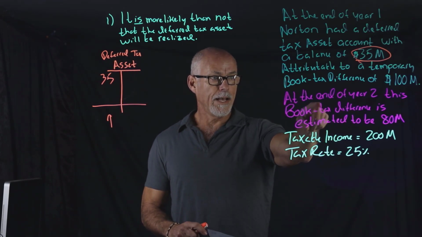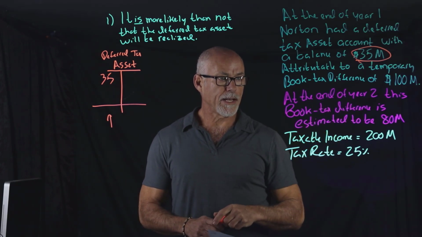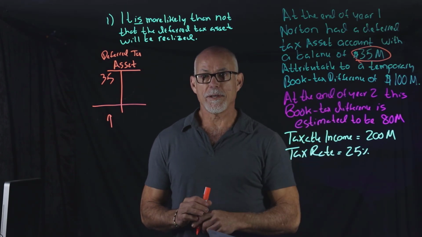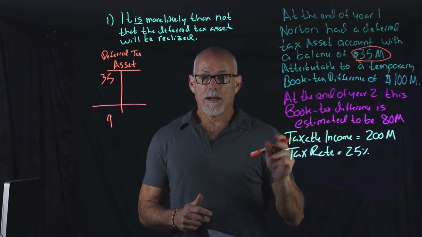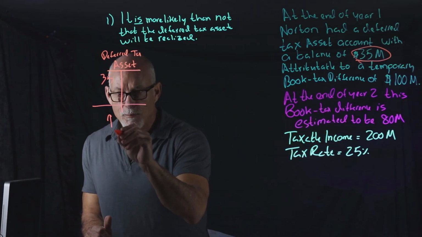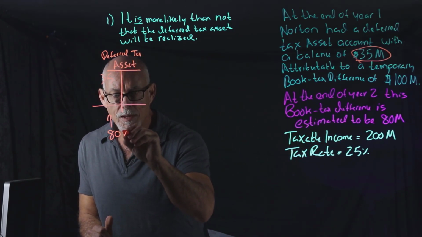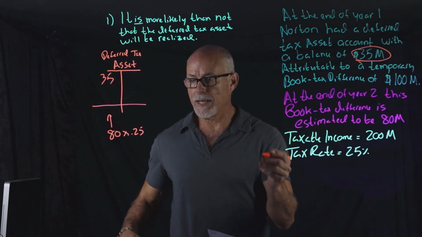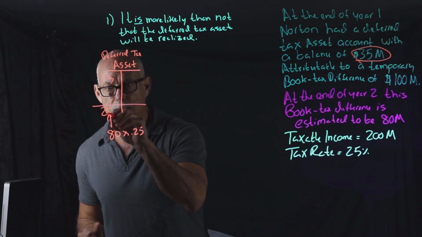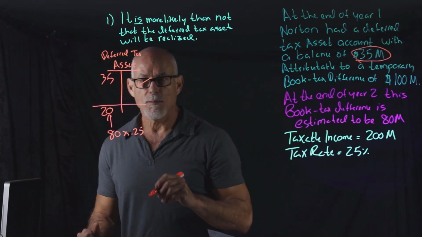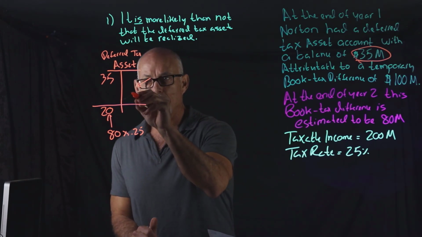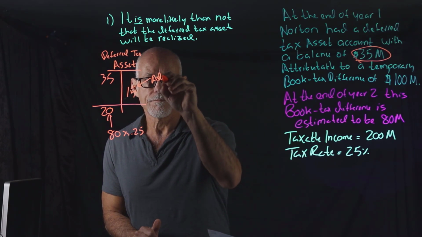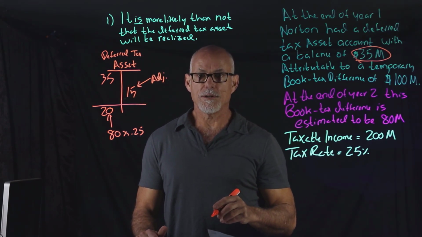And it says that at the end of year 2, this book-to-tax difference is estimated to be $80 million, and it's no longer equal to $100 million. We're going to take that $80 million and we're going to multiply it by 25%, because that's our tax rate in this problem. That gives us 20. Which now tells us that we need to reduce this account by 15, and that's my adjustment. And now I can start doing my journal entry.